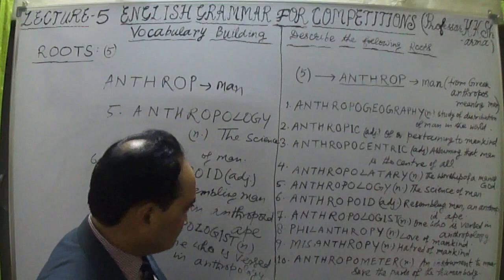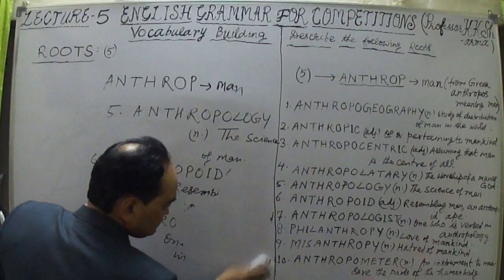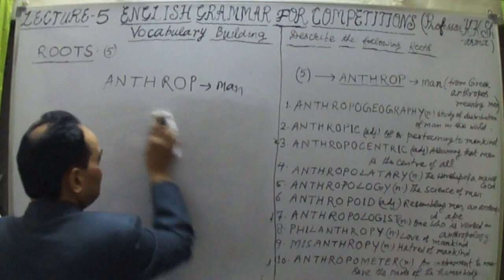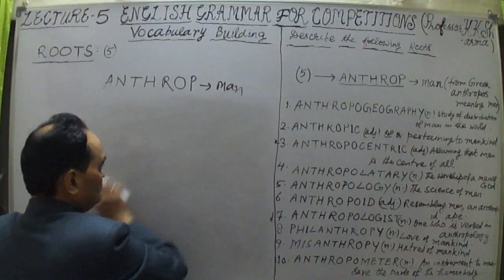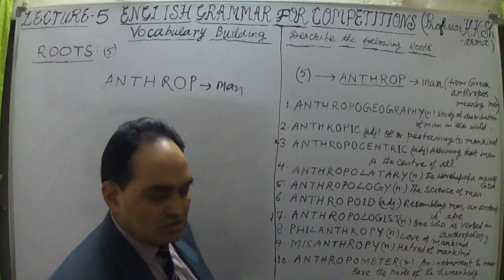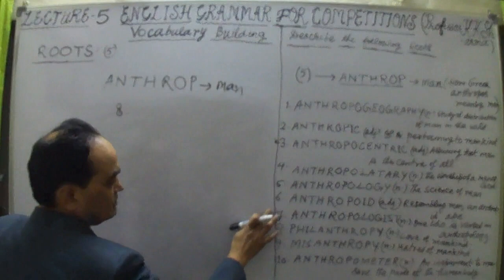This seventh word we have discussed. Let me now talk about the eighth, ninth, and other words. So this is anthropo. Anthrop means man. Whenever this root is found, you can imagine the meaning of that word. That word will give you the immediate meaning. Now the eighth word is philanthropy.